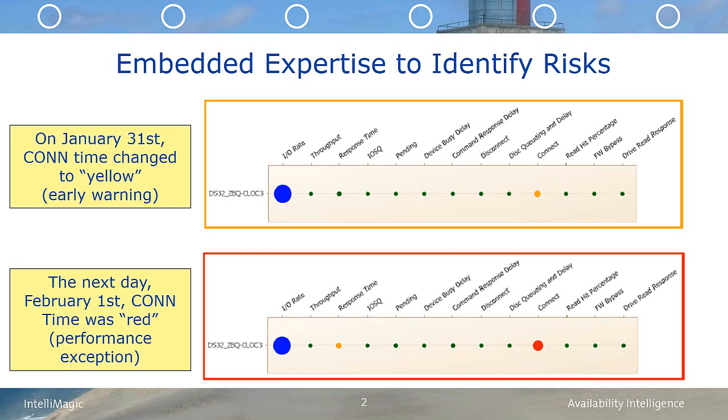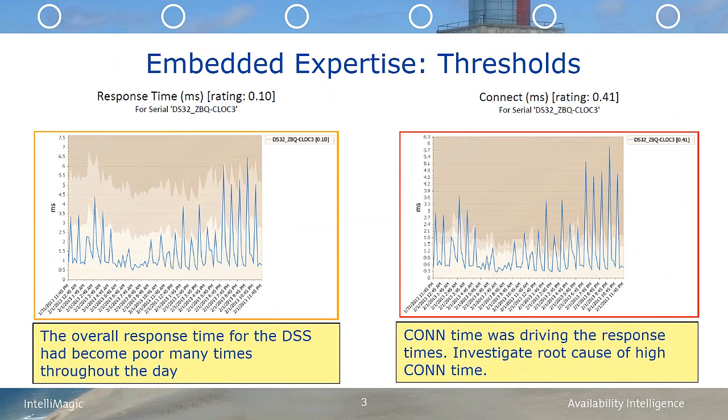So now we have an issue with connect time, and it's likely causing other problems. Notice also that the response time has turned yellow. So the connect time is making a big contribution to the response time here. If we look at the underlying charts behind the dashboard, we see that the overall response time is behaving in a rather periodic way.